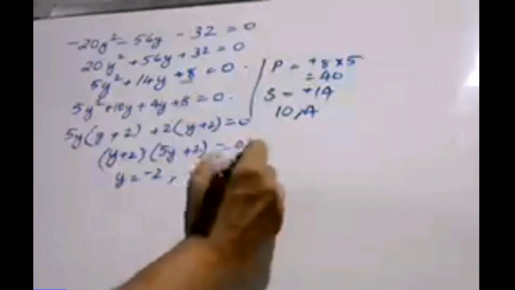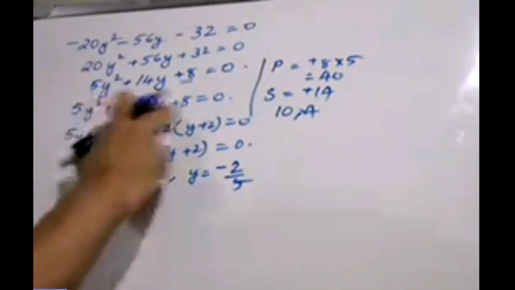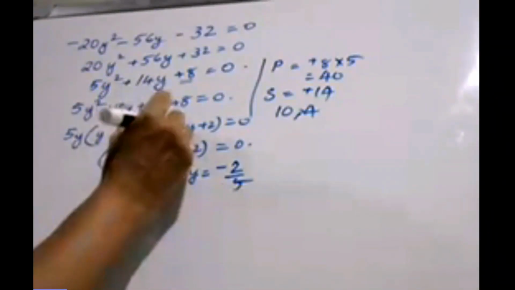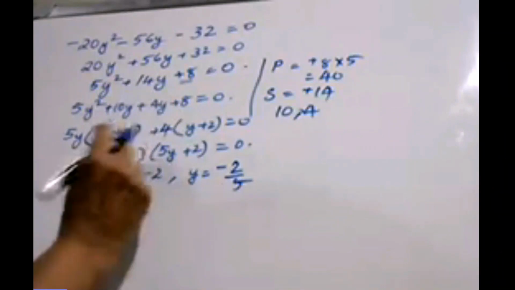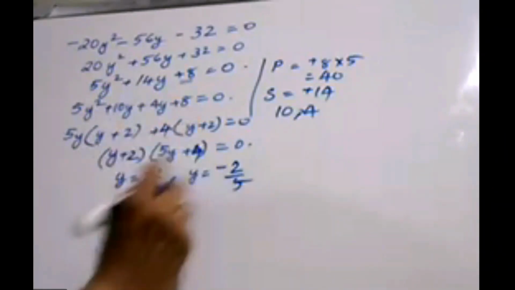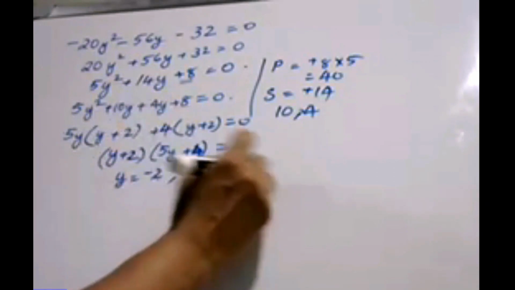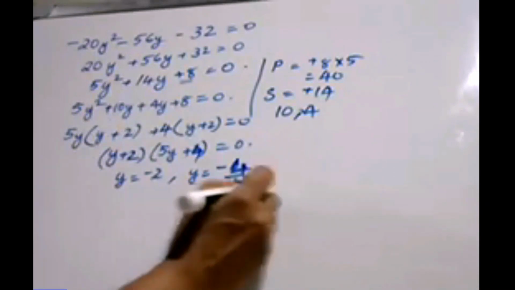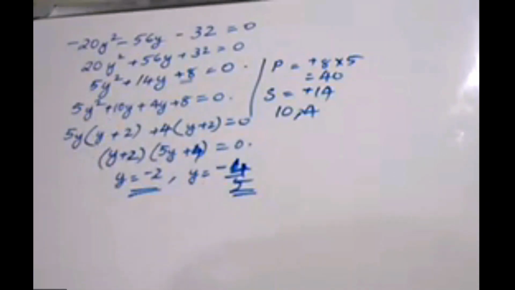Sorry, I have taken 4 outside, so this is now negative 4 over 5. So I got two values of y. This is one method.